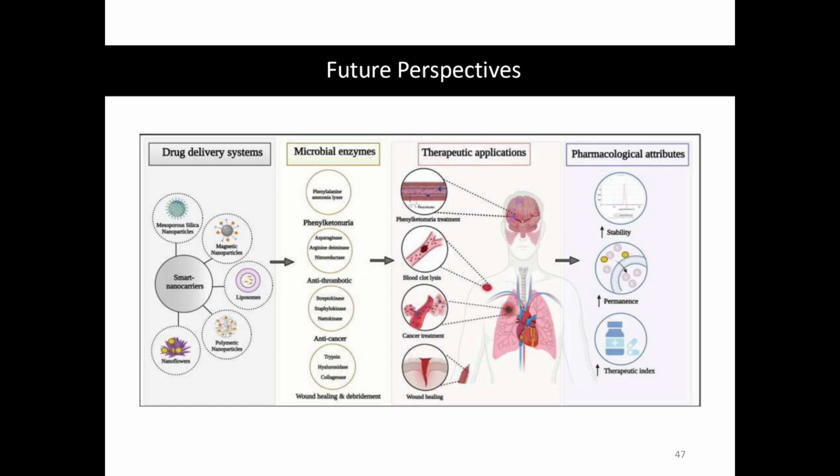For phenylketonuria, the enzyme listed is phenylalanine ammonia lyase. For antithrombotic applications, key enzymes are streptokinase, staphylokinase, and fructokinase. For anti-cancer therapy, we see asparaginase, arginine deaminase, and nitroreductase. For wound healing and debridement, the enzymes include trypsin, hyaluronidase, and collagenase. The third column details the potential therapeutic applications where these enzyme systems are used, including phenylketonuria treatment, blood clot lysis, cancer treatment, and wound healing.